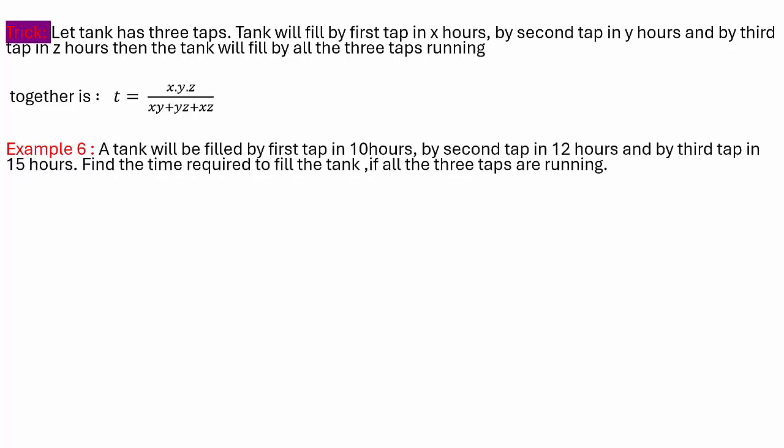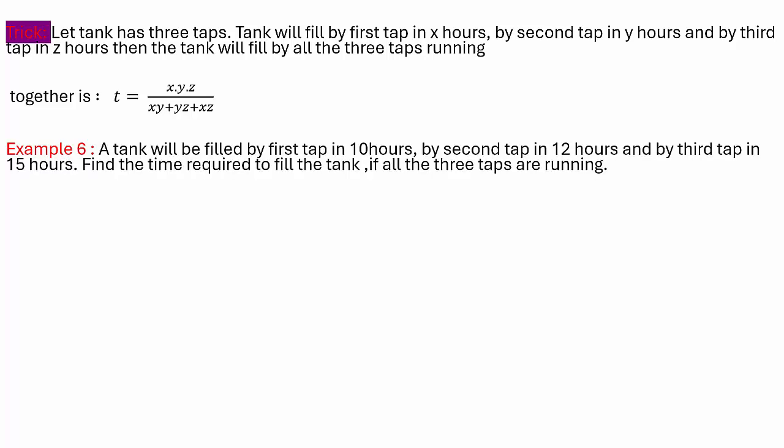Trick. Let the tank have 3 taps. The tank will fill by the first tap in X hours, by the second tap in Y hours, and by the third tap in Z hours. Then the tank will fill by all the 3 taps running together in T equal to X into Y into Z divided by X into Y plus Y into Z plus X into Z. This is the formula. T equal to X, Y, Z divided by X into Y plus Y into Z plus X into Z.